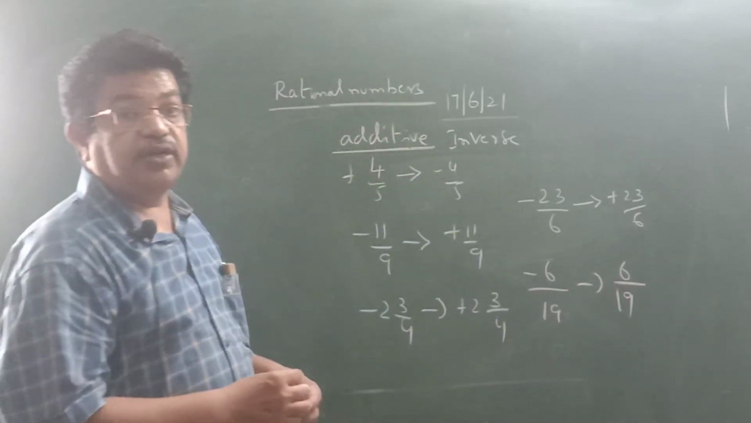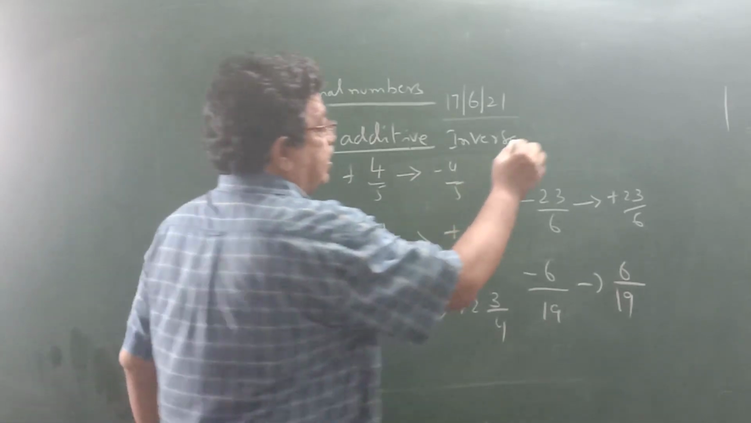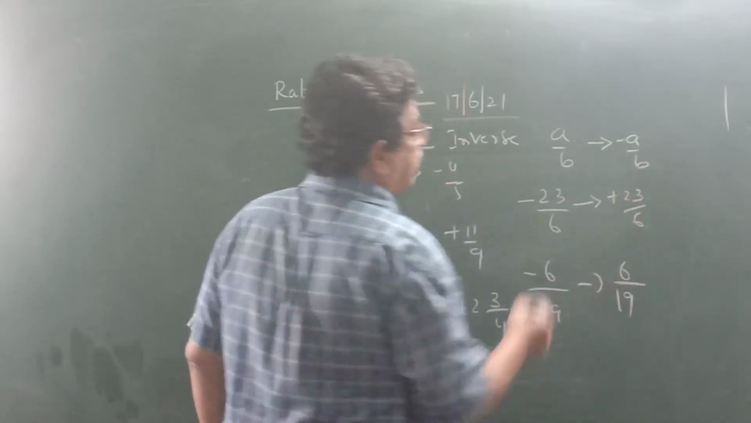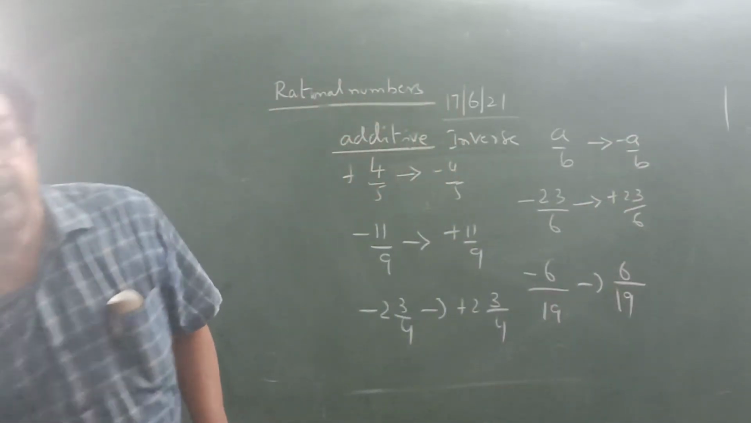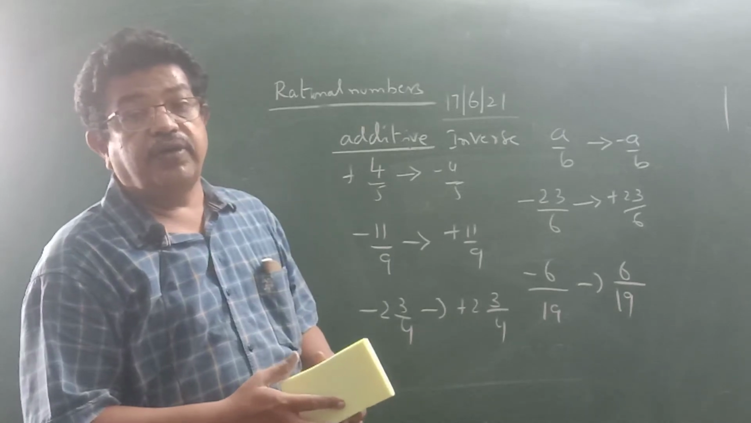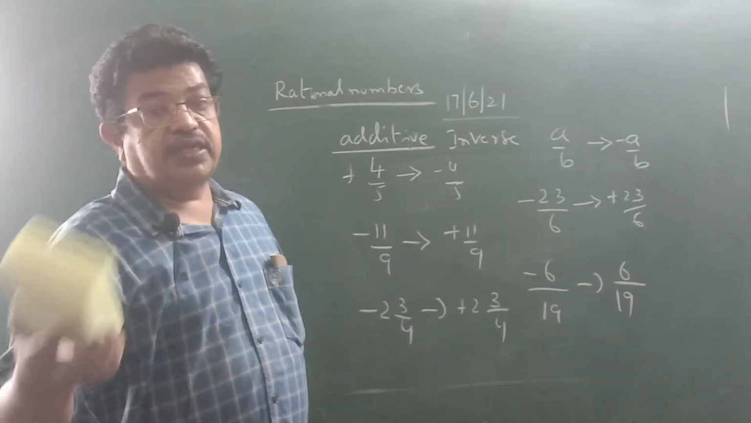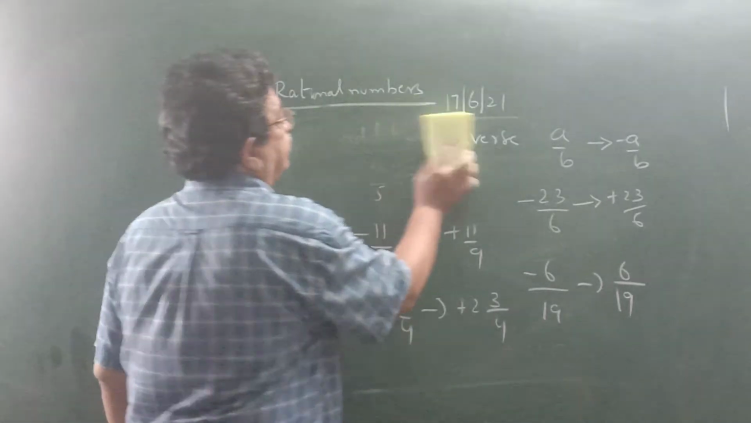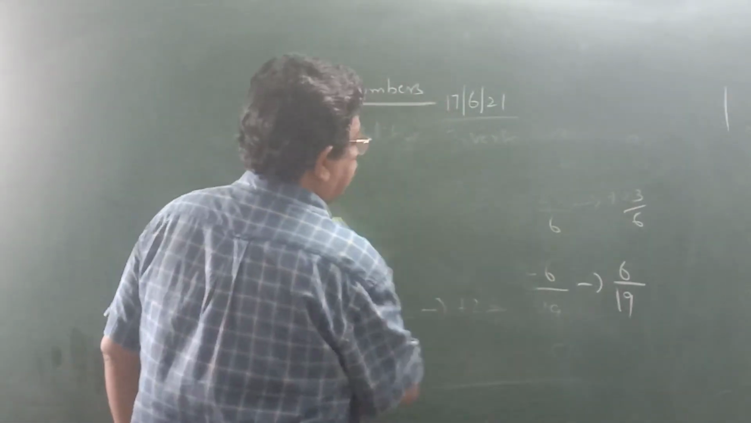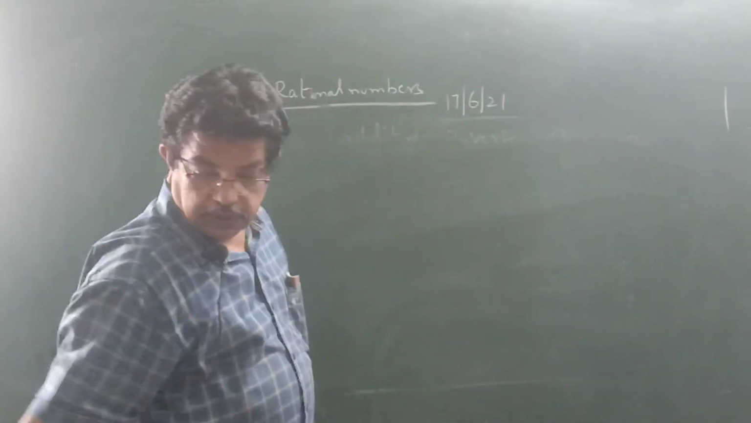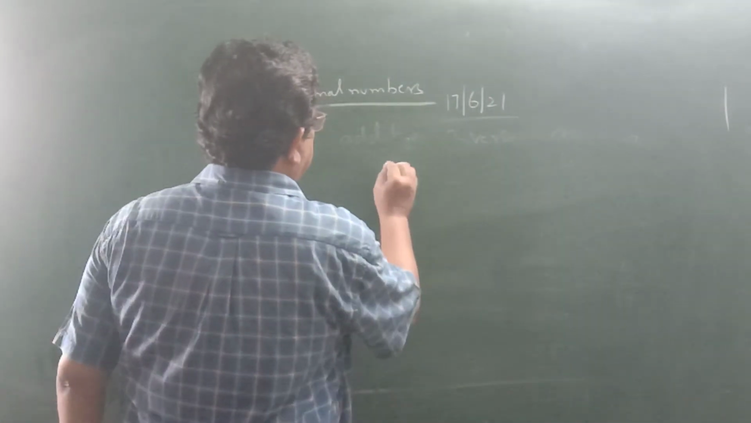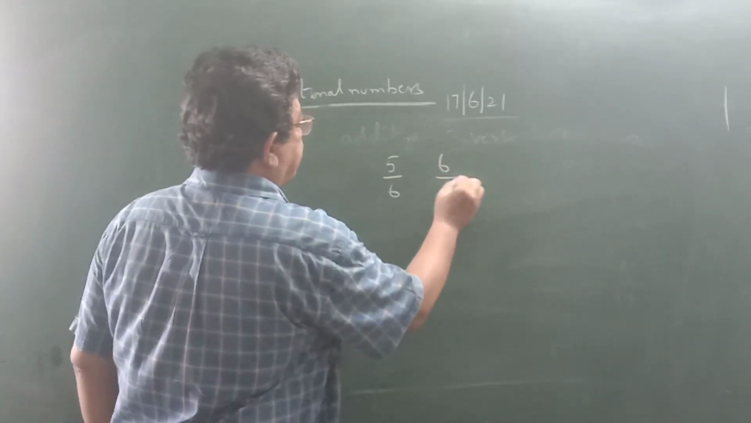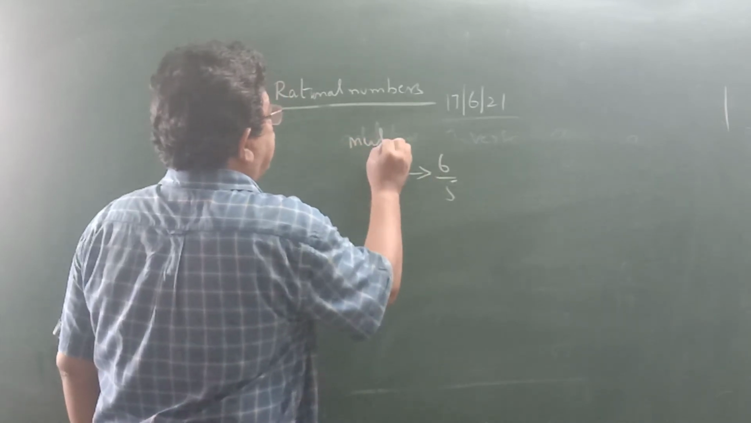So what do you understand from additive inverse? If A by B is a rational number, its additive inverse is minus A by B. Just the opposite sign of the given number gives us the additive inverse. The sum of a rational number and its additive inverse is always equal to 0, which is the additive identity. Now, what is this? 5 by 6. What is its multiplicative inverse? 6 by 5. Now we are dealing with multiplicative inverse.